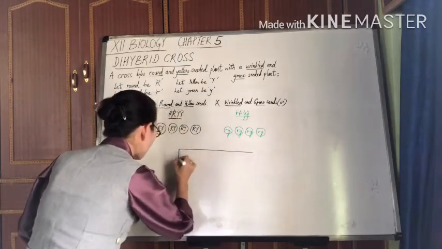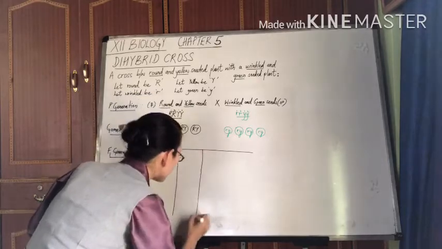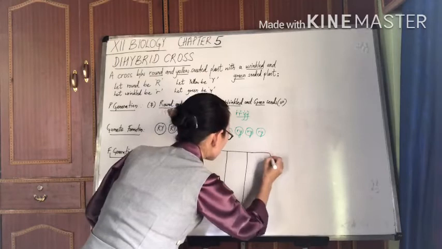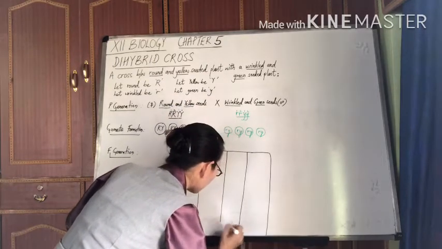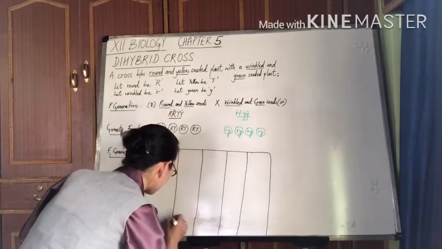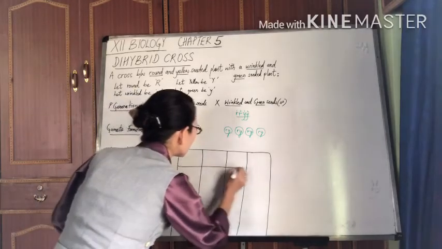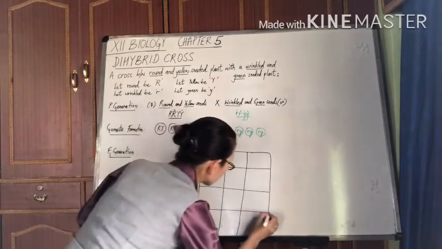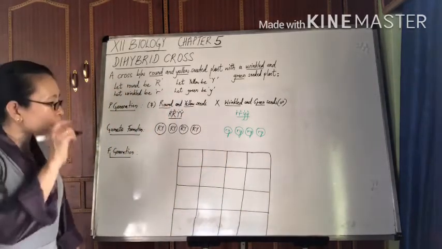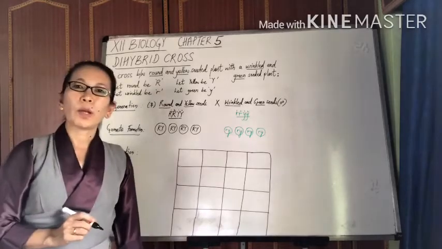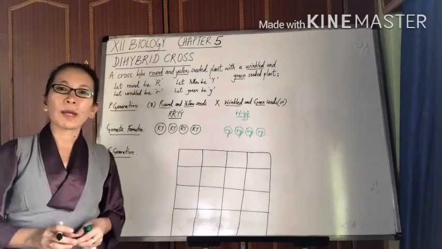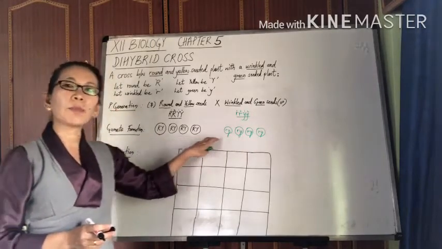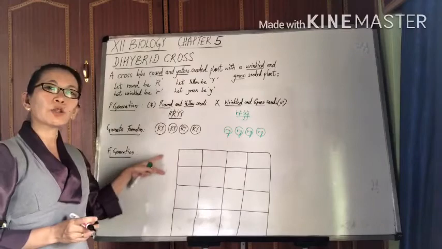Okay, so let me draw the Punnett square. I need to be drawing 4 columns this time, and then I should be having 4 rows as well. Once I'm done with this Punnett square box, now I have to place the parental gametes, one of the parental gametes on the top and the other parental gametes on the side.